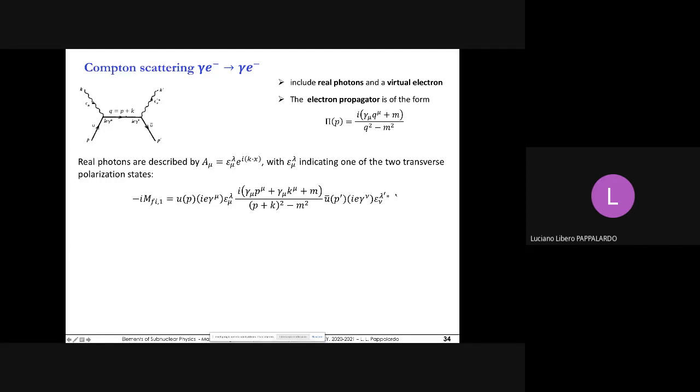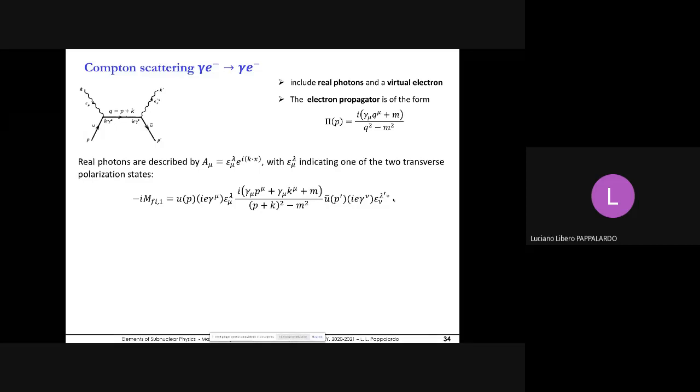In this case, you have the u bar of p prime for the real electron, and the complex conjugate polarization state for your real photon in the final state, and in between, as usual, the vertex factor. So I hope the logic of this is clear. The detail, of course, I don't care too much.